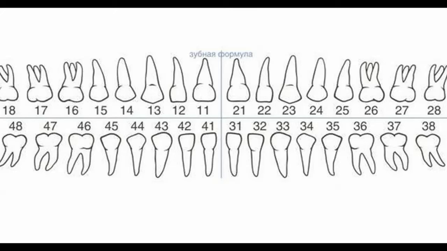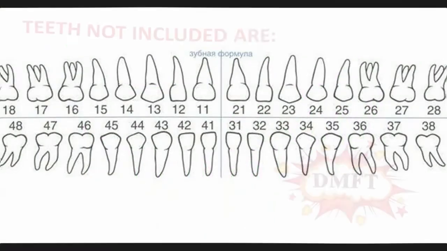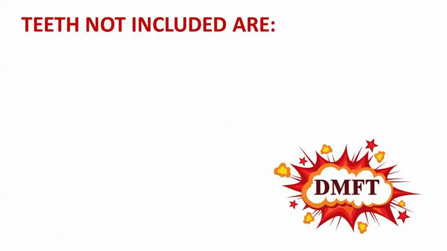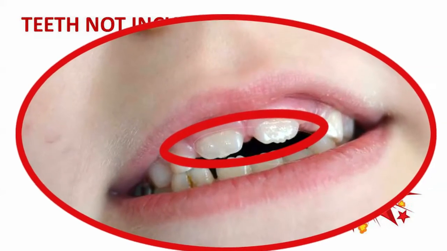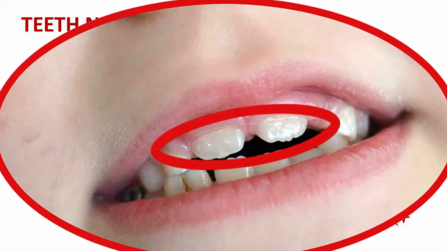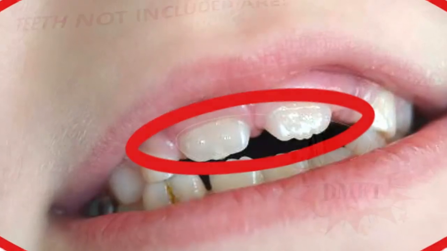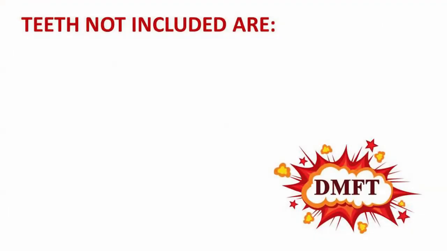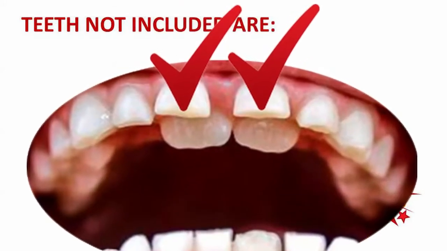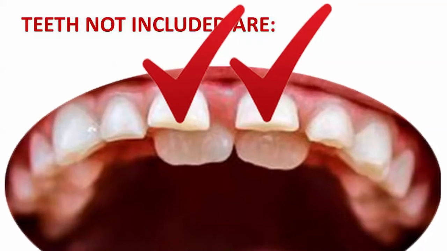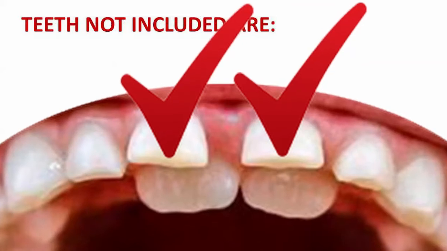Selection of teeth. All 32 teeth are examined. Teeth not included are unerupted teeth. A tooth is considered erupted when the occlusal surface or incisal edge is totally exposed. Teeth are not included if they were removed for reasons other than dental caries, such as for orthodontic reasons and impactions.